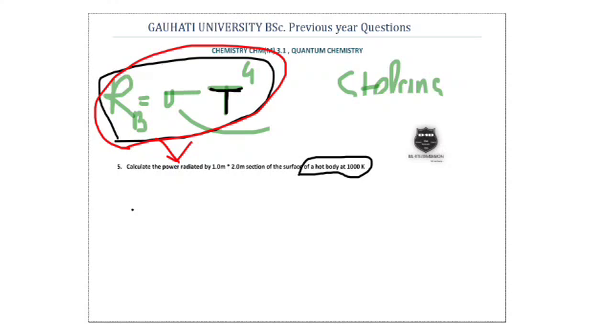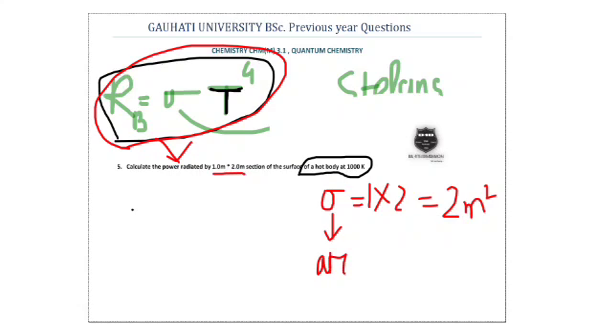Please look at the question. 1 meter into 2 meter is nothing but an area, right? So Stefan's constant, that is sigma, we can take from here. So 1 into 2 is 2 meter square. So this gives us the area of the surface of the hot body. The remaining question is, I believe, very easy, so let me put out the remaining question.